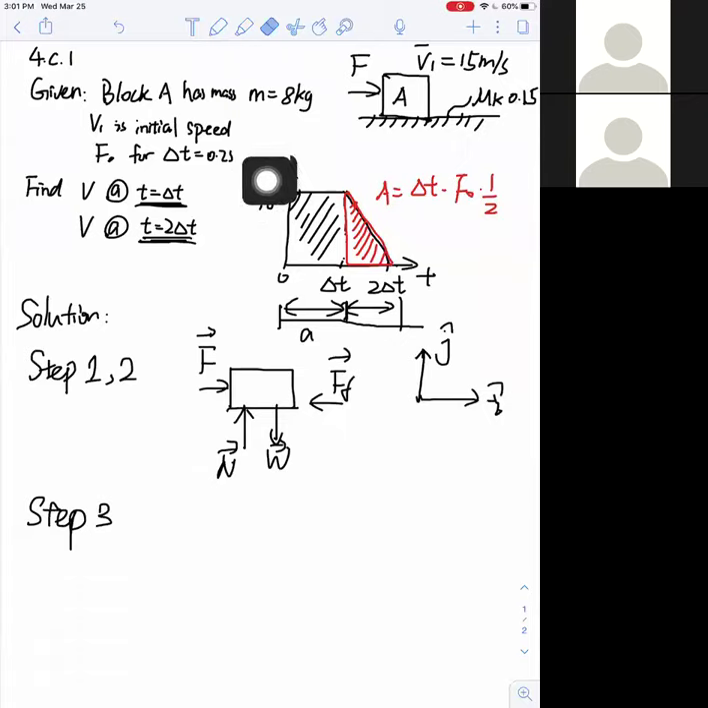So we're trying to find what's the speed of block A at t equals delta t, and that's part A. And for part B, what's the speed of block A when t equals 2 times delta t?